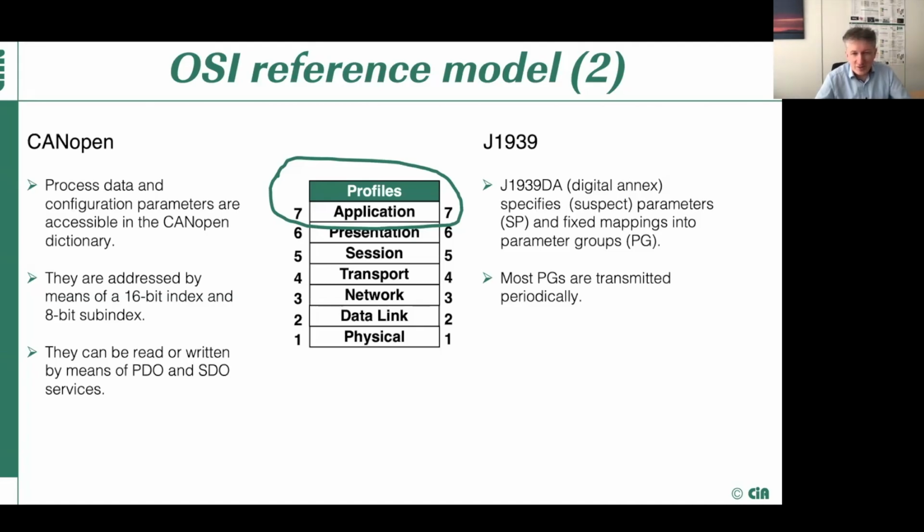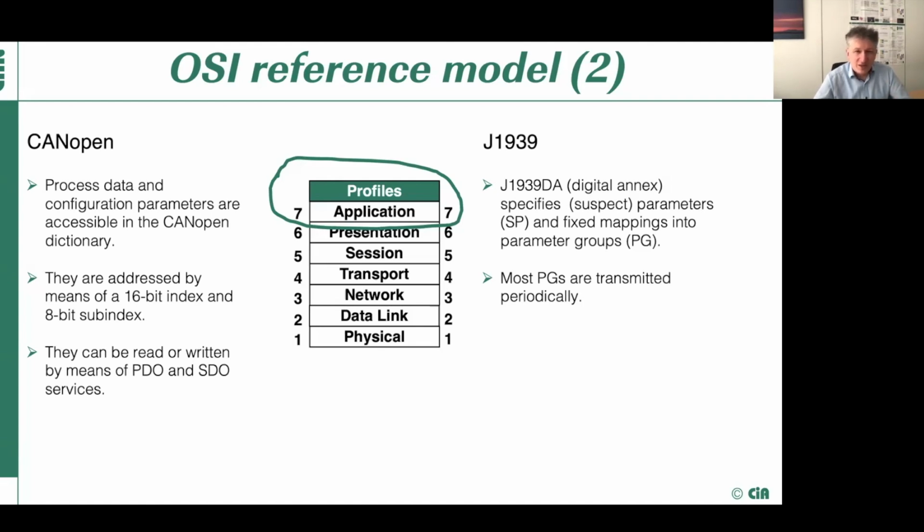J1939 is actually fixed, hardwired configured. The configuration of the device is not possible. We have to return it to the manufacturer and use special tools to do so. In CANopen, it is more flexible. This is about the difference in itself.